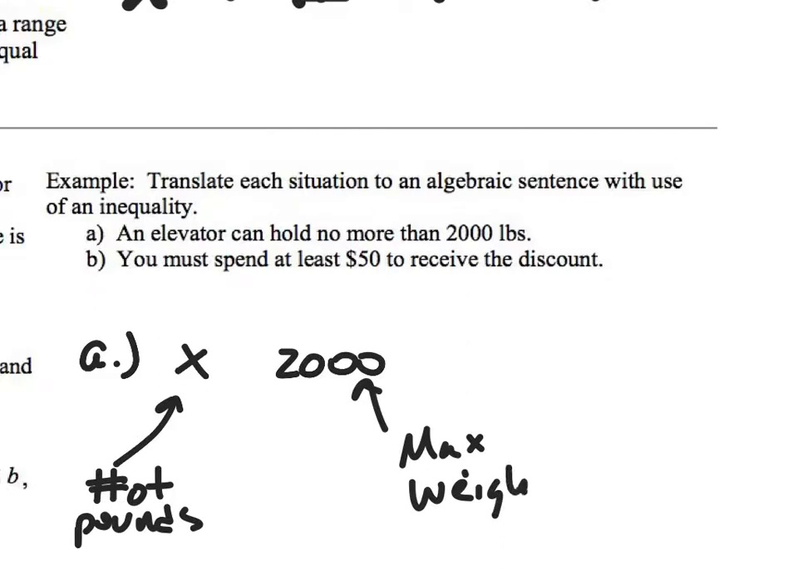Now, if I want to say that I can't have no more than 2,000 pounds, that means I can include 2,000 pounds. I put this little line here, but then I have to think that the number of pounds needs to be smaller. This is smaller, and this is big. This is the max. So when my variable, the number of pounds, the thing that I don't know, needs to be smaller, I need to make my symbol like this.